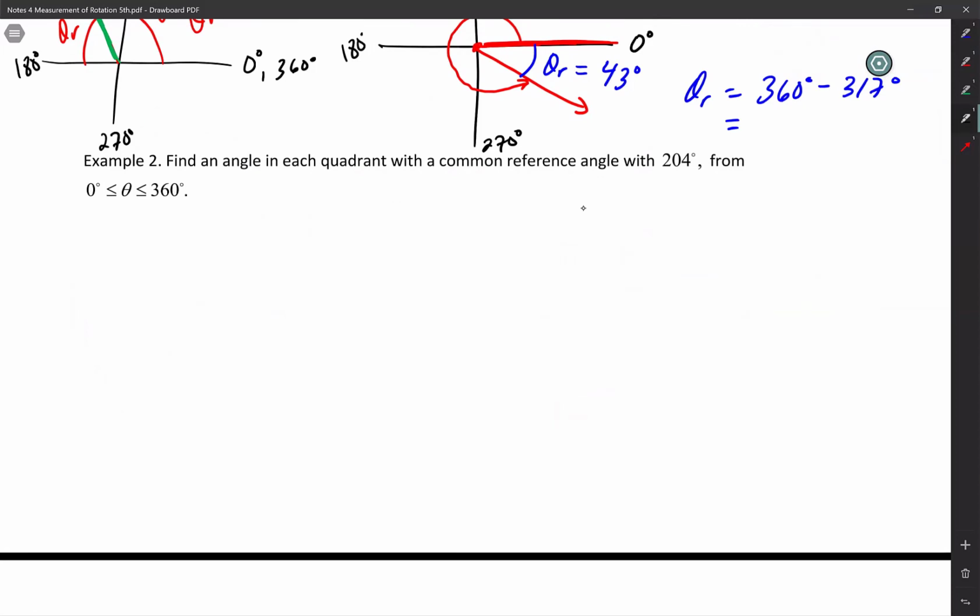Example 2, find an angle in each quadrant with a common reference angle with 204 degrees from 0 to 360. All right, before I even start, read it again. If you don't understand what it's asking, find an angle in each quadrant. So underline angle in each quadrant with a common reference angle. So underline common reference with 204. And then I would double underline the 204 from 0 to 360.